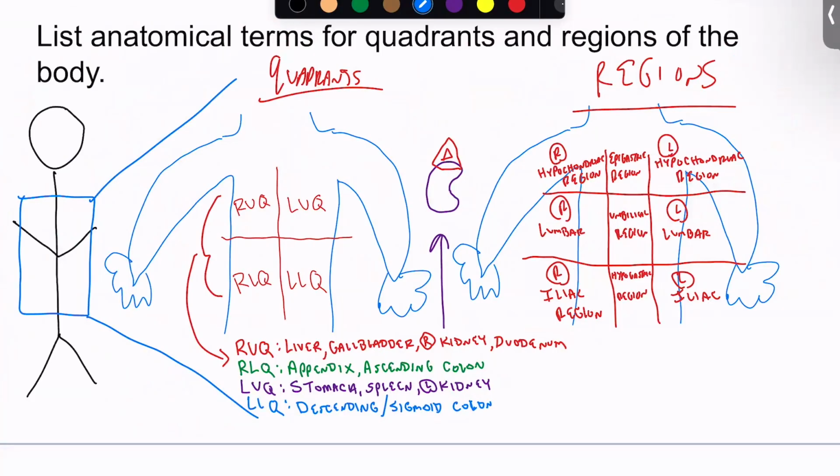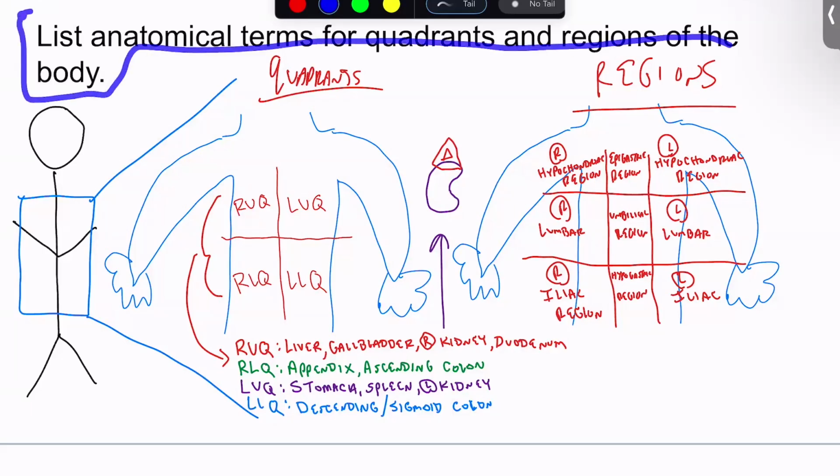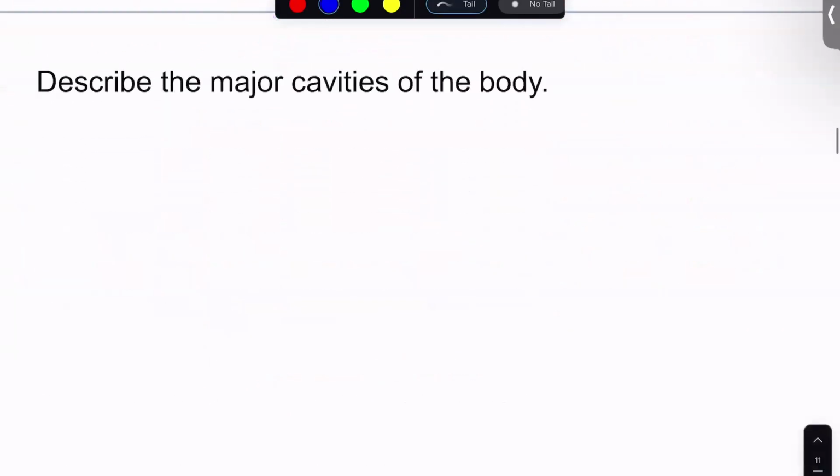And in case I didn't say all of these, I guess you can call them questions, but these points right here, these are the learning objectives at the beginning of each lecture. Whenever they write your exams, they pull a question that has to be tied back to one of these learning objectives. So if you understand everything in the learning objective, in theory, they shouldn't really be able to ask you anything that you don't know. All right. Describe the major cavities of the body.